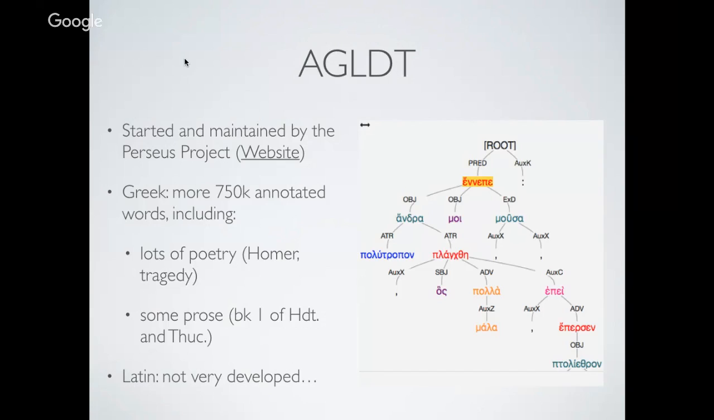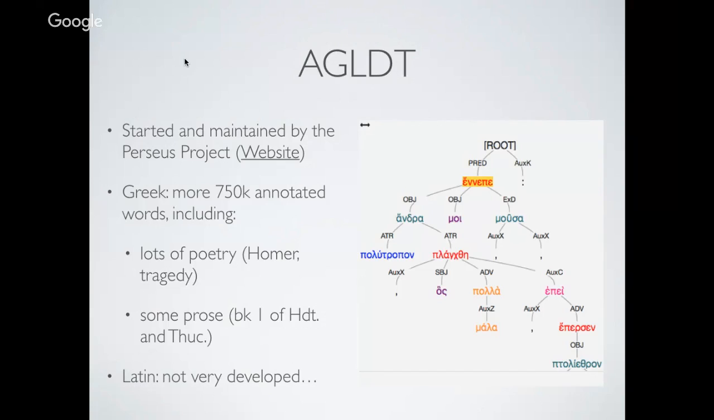The Latin side has a little less, but it focuses on pretty much the same texts that PROIEL has, though not at the same size as PROIEL. So a little bit of the Vulgate, a little bit of Cicero, a little bit of Petronius, and so on. The Greek, though, has been maintained and updated at a higher pace and with more enthusiasm, I have to say.